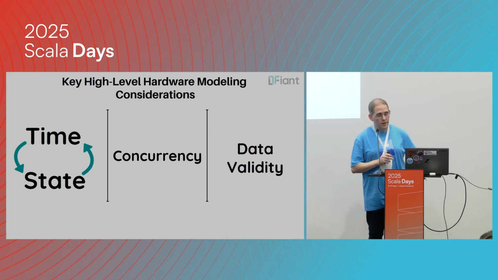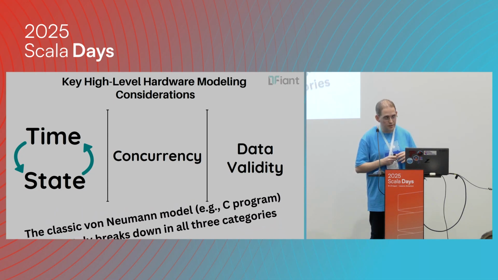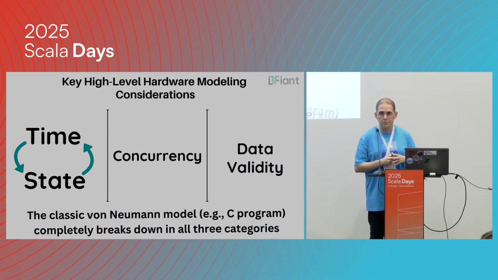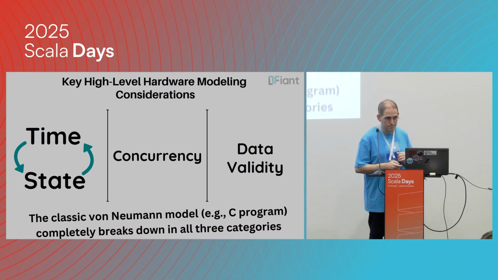And if we look at the core hardware design modeling, there are three things that we need to care about. One is actually two things, time and state, and they have an interconnected relationship, but they are not the same. Hardware designers always confuse them, but they are not the same. We have concurrency, which should be concurrent first and not a side product. And we need to care about data validity. All these things, the classic von Neumann type of C language doesn't work. It doesn't fit this model.